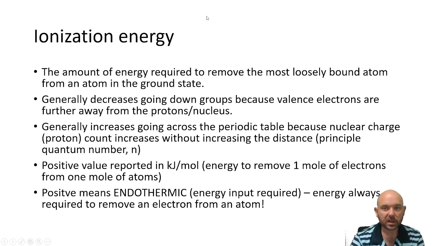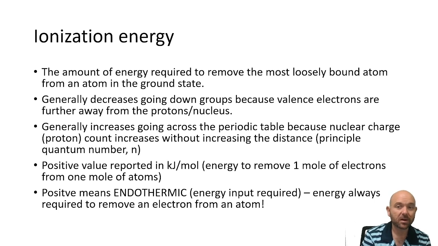The next characteristic that we are going to discuss trends on in the periodic table is something known as ionization energy. Ionization energy is the amount of energy required to remove the most loosely bound electron from an atom in the ground state. So the easiest to remove valence electron in an atom, how much energy does it take to pick that electron off?